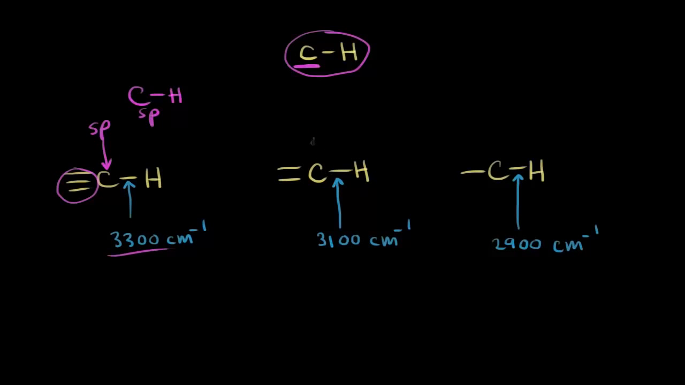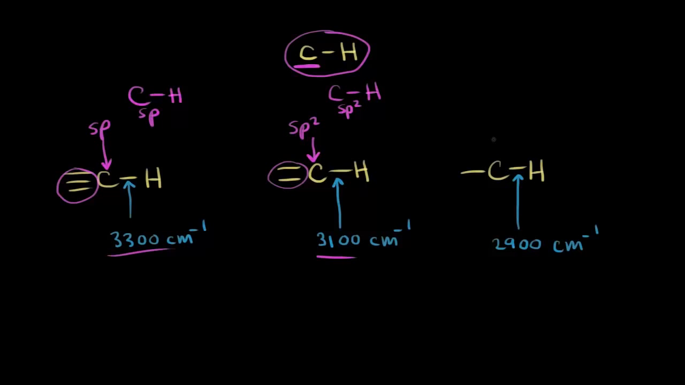If we look at this next example, now we have a carbon that has a double bond to it, so it must be sp2 hybridized. So we're talking about a carbon-hydrogen bond where the carbon is sp2 hybridized. The signal for this carbon-hydrogen bond stretch shows up at about 3,100 wave numbers.